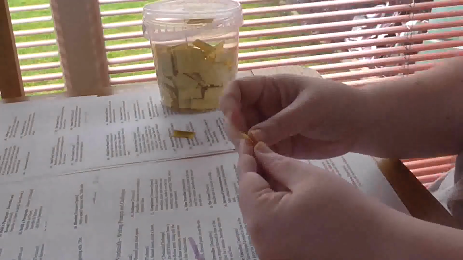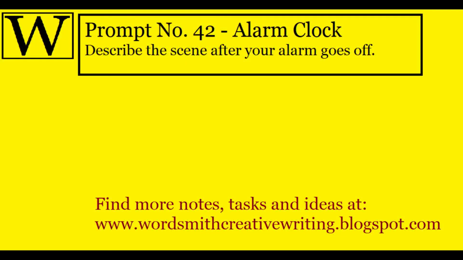So, back to the prompt for this week, which is 42, which is alarm clock. And the task is to describe the scene after your alarm goes off. Now, this is probably my least favourite prompt because, quite frankly, it's a cliche. Having your character start their story by waking up is the easiest way to introduce them, but it's been done so many times before. And it takes a particularly interesting approach to refresh the cliche and produce a new alarm clock opener, which is what we're going to attempt this week.